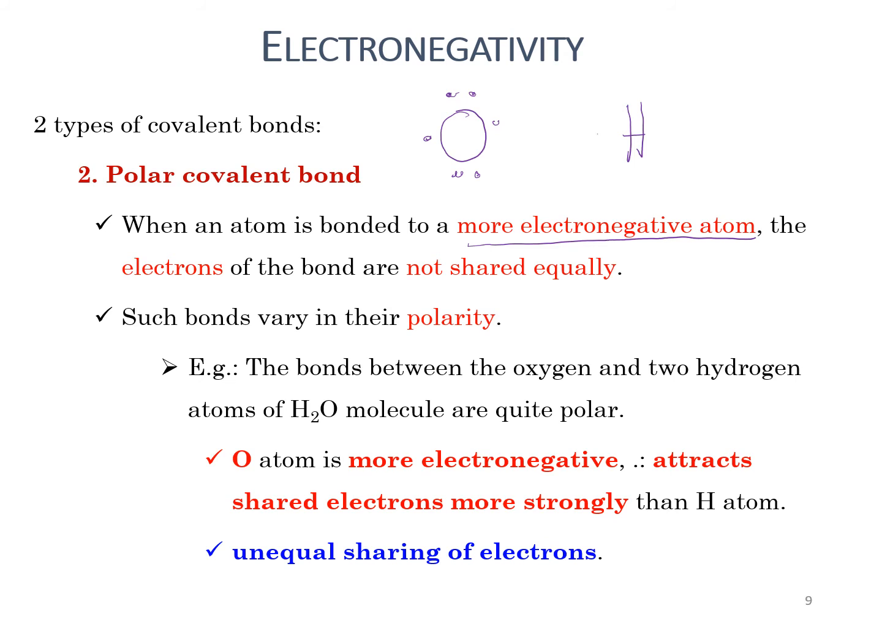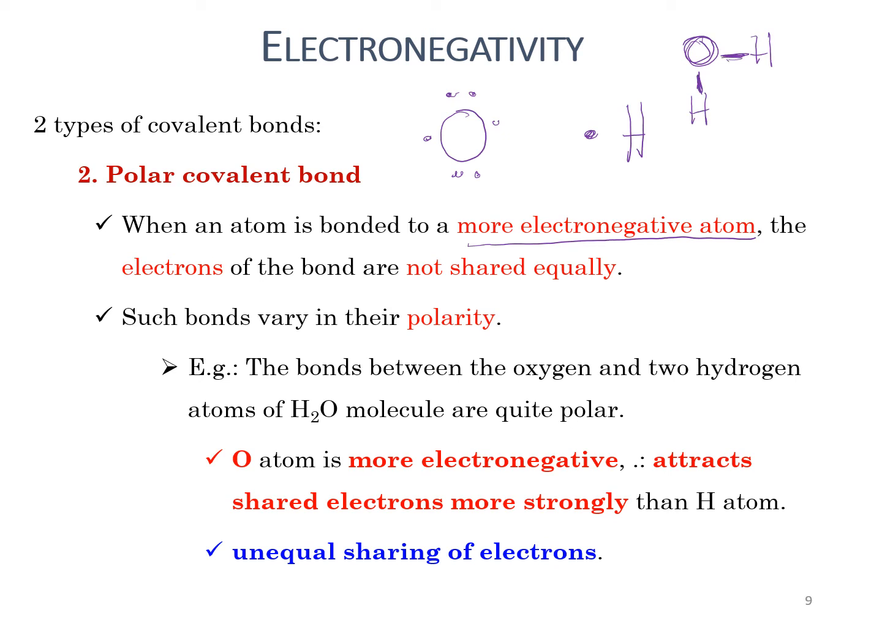So hydrogen atom will have 1 valence electron. Oxygen here is more electronegative compared to the hydrogen atom, which has only 1 electron. So such bonds vary in polarity. For example, a water molecule consists of 2 hydrogen atoms bonded to 1 oxygen atom. So you have one covalent bond here and another covalent bond here.